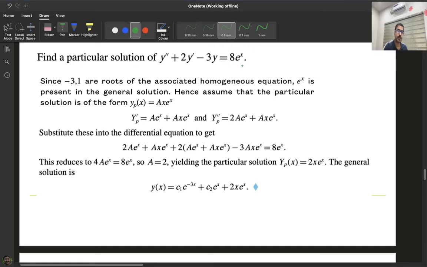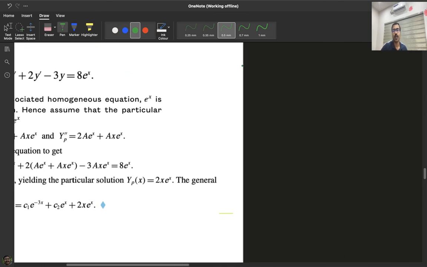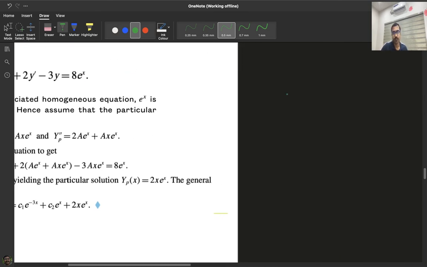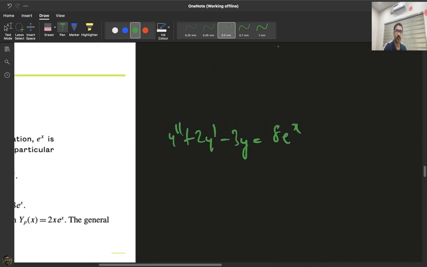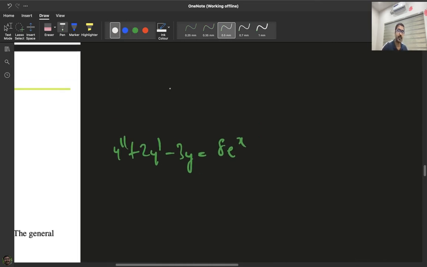Okay, so let us do some other problems also. Suppose I'm considering this problem, y double dash plus 2y dash minus 3y is equal to 8 raised to x. There are some complications which can come when you solve such problems. So let us discuss that also, and we'll have to find a resolution to those problems also. So one complication is this. Suppose you are going to solve this one.